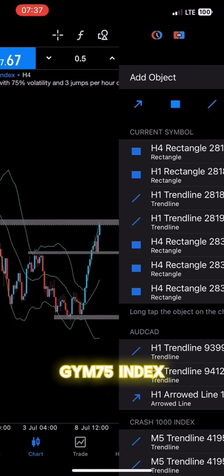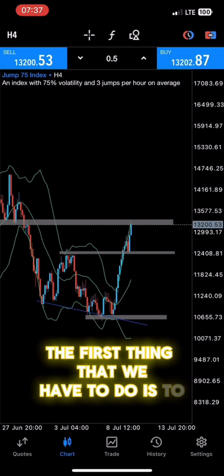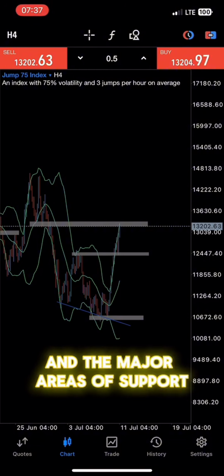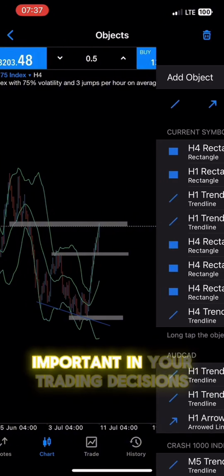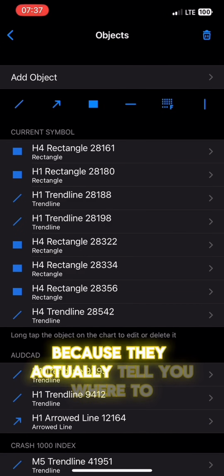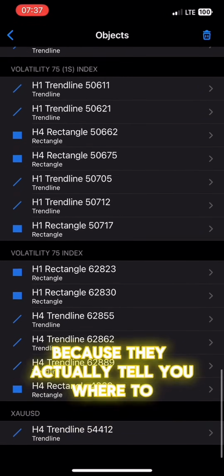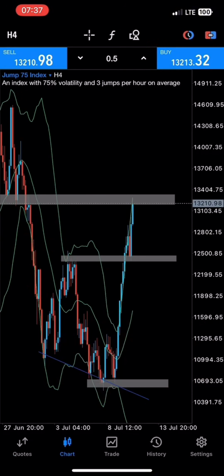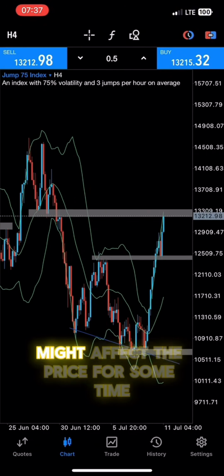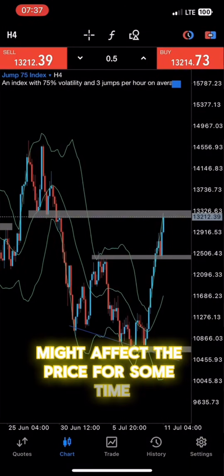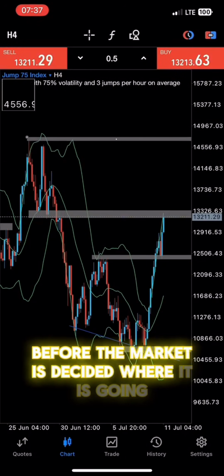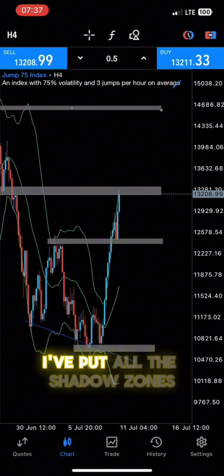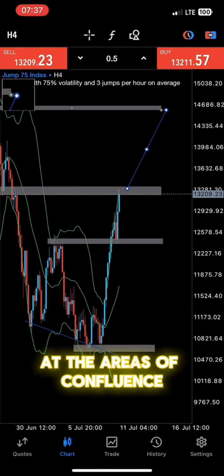In the Jump 75 index, the first thing that we have to do is to mark the major areas of resistance and the major areas of support. These areas are very important in your trading decisions because they actually tell you where to buy and where to sell. And they are areas that might affect the price for some time before the market decides where it is going. As you can see, I've put all the shadow zones at the areas of confluence.